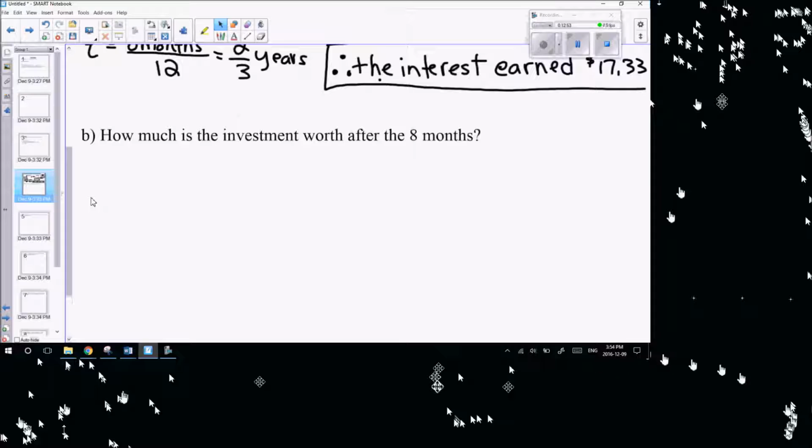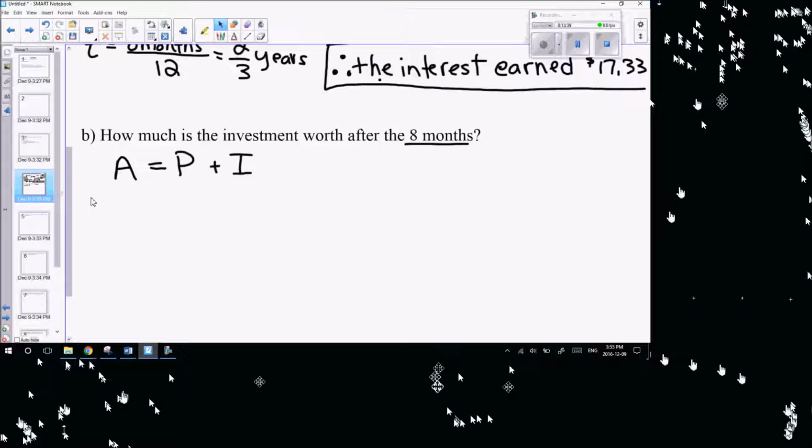For this one, because it's asking us how much is the investment worth after that 8 months, what we can do is we use A for our total amount, so our current amount, what it is right now. If we take that value and we do our principal, which was our original amount, and add in how much interest we've made over these 8 months, which we just calculated in part A, we can get our total worth of our investment right now. Well, this is the equation that we use. So when they ask for how much an investment is worth in total after a certain amount of time, we use this equation here, P plus I.